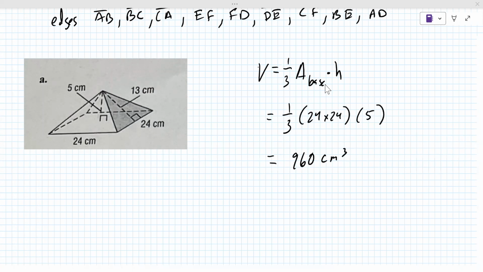It works for a variety of things. It's more generalized than the thing that you're given there. It works for pyramids and cones.